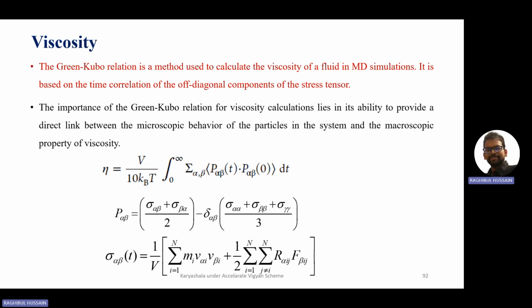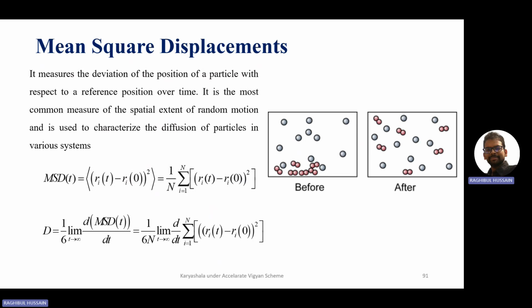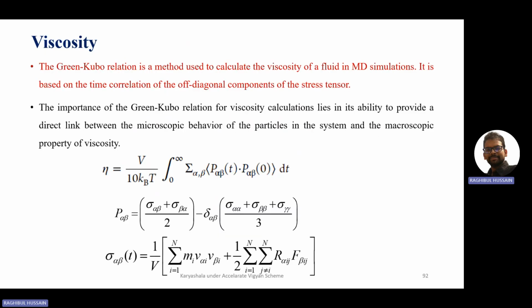That is very similar to the Einstein relation, but I am not going to discuss that one because that's not a very reliable method. Okay, but what I will discuss is the Green-Kubo method. The Green-Kubo relation is used to calculate the viscosity of a fluid in the MD simulation based on the time correlation of the off-diagonal component of the stress tensor. The importance of the Green-Kubo relation in the viscosity calculation lies in the ability to provide a direct link between the microscopic behavior of the particles and the macroscopic property of the viscosity.